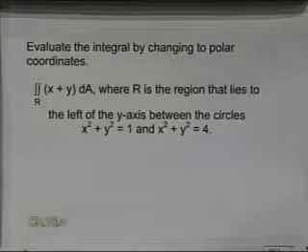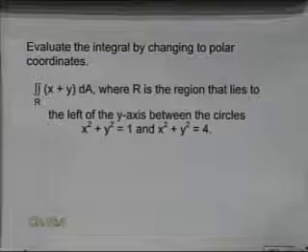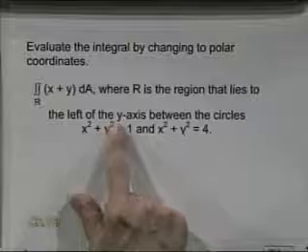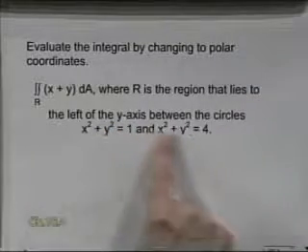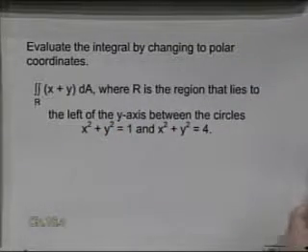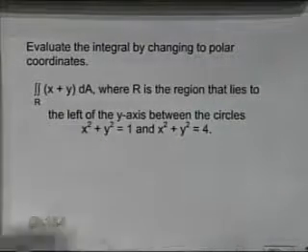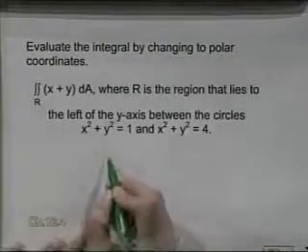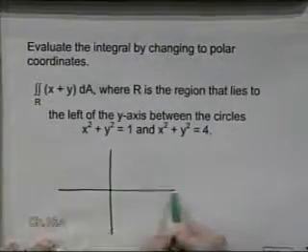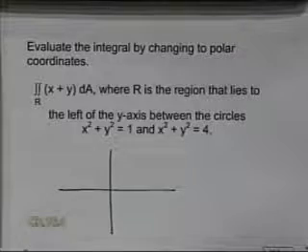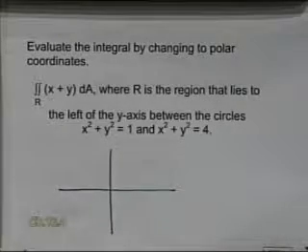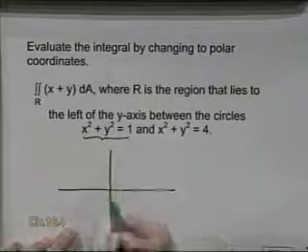It says, evaluate the integral by changing to polar coordinates, where R is the region that lies to the left of the y-axis, between the circles x squared plus y squared equals 1, and x squared plus y squared equals 4. Well, first of all, I'm going to draw my region right here. x squared plus y squared equals r squared is a circle of radius r. So this first one is a circle of radius 1.